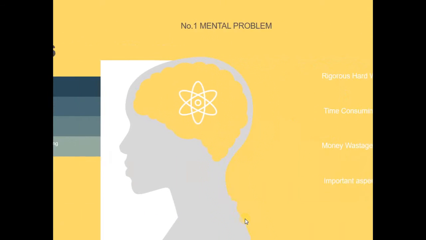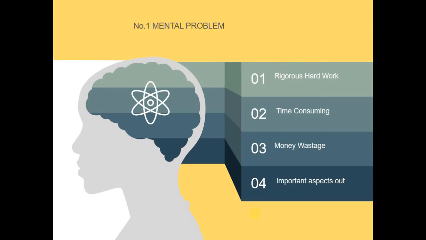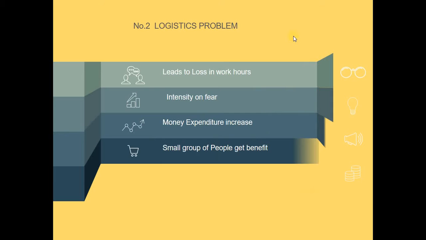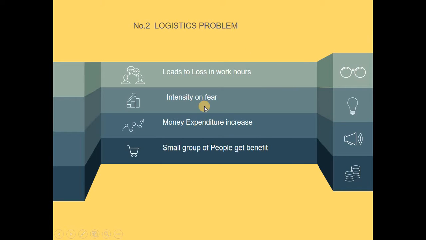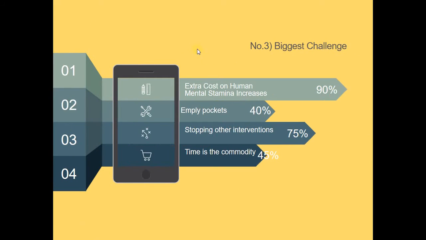Problem number one is that the candidate goes through mental strain. It takes rigorous hard work, is time consuming, and wastes money, because $290 has to be paid per test. It leads to loss of work hours, intense fear, and increased money expenditure, and only a small group of people benefit. Furthermore, down the line, there is an extra cost on human mental stamina.